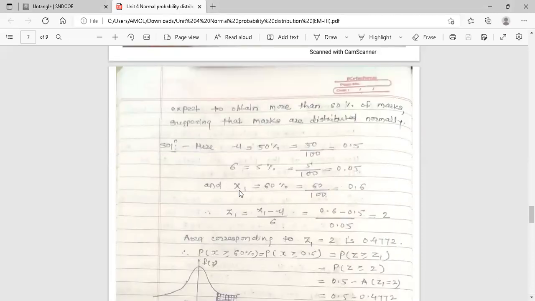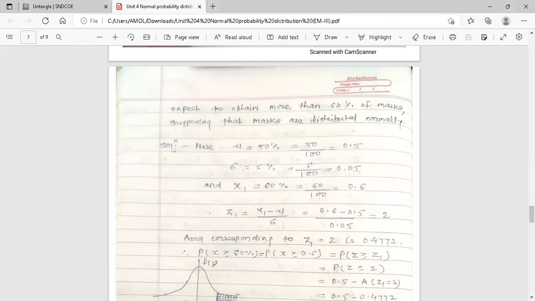Now after writing the value of x1, you convert that x1 in terms of z1, and the formula is z1 is equal to x1 minus mu upon sigma. Z1 is the standard normal variable. Now put the value of x1, which is 0.6, mu is 0.5 and sigma, the standard deviation, is 0.05. If you simplify, it is equal to 2.